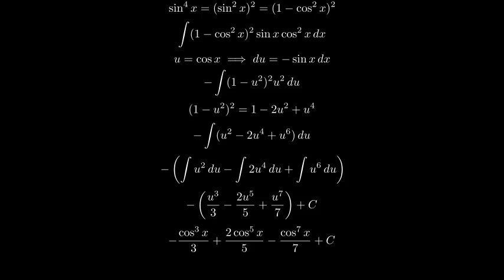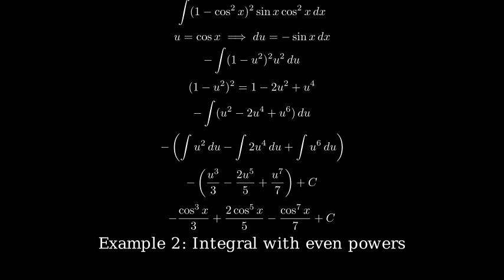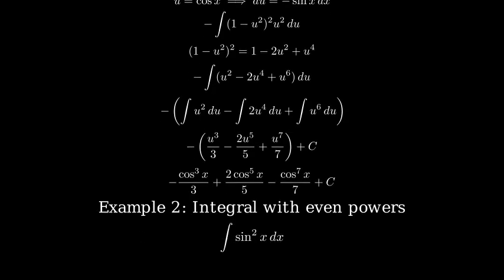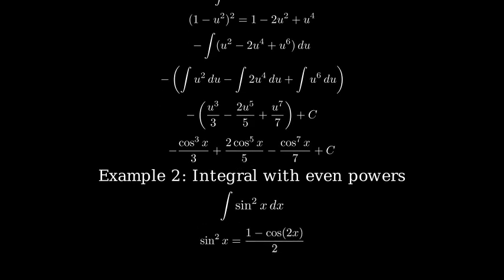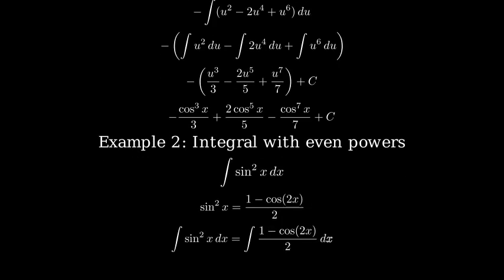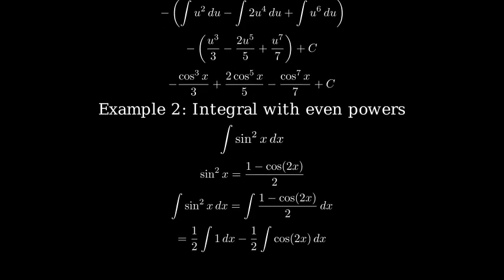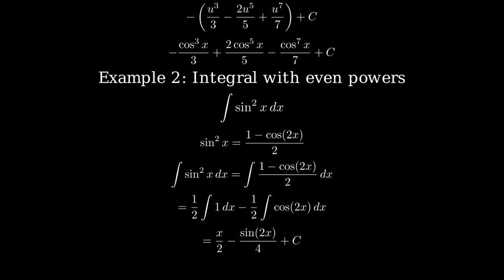Now let's look at an example where both powers are even. Consider the integral of sine squared of x dx. Since the power of sine is even, we'll use our second strategy and apply the half-angle formula. The half-angle formula states that sine squared of x equals 1/2 times 1 minus cosine of 2x. Substituting this into our integral, we get the integral of 1/2 times 1 minus cosine of 2x dx. We can integrate this term by term. The result is x over 2 minus sine of 2x over 4 plus a constant.